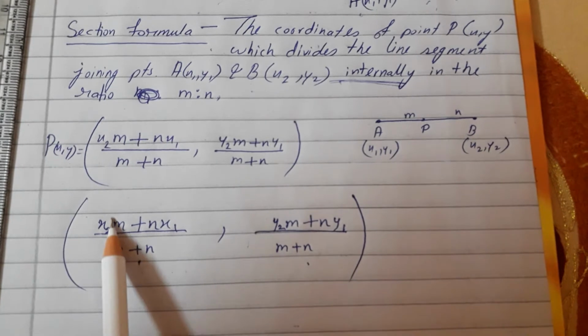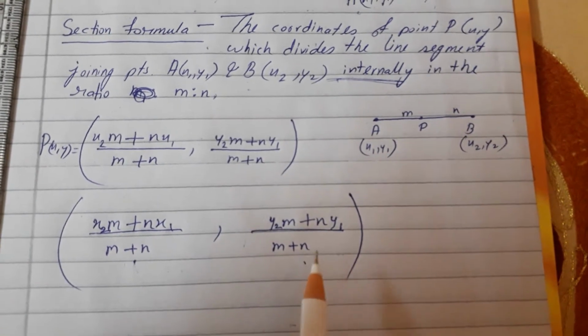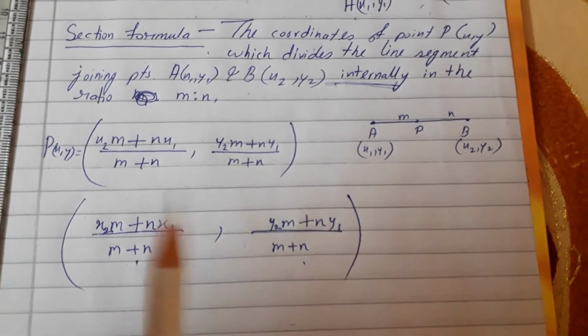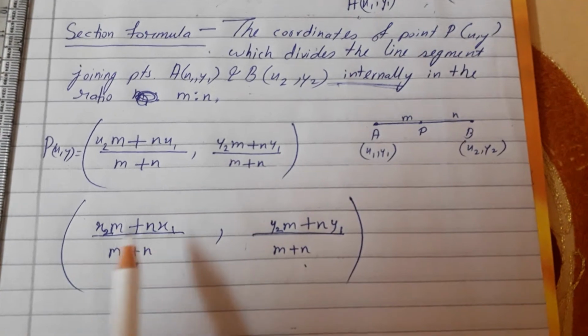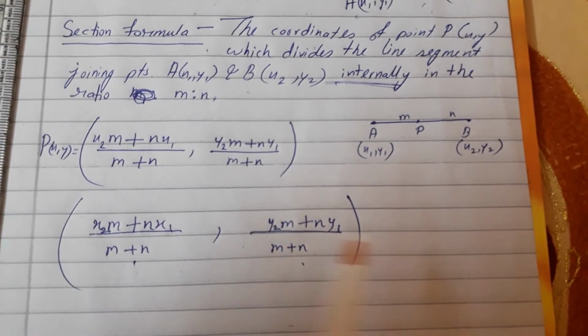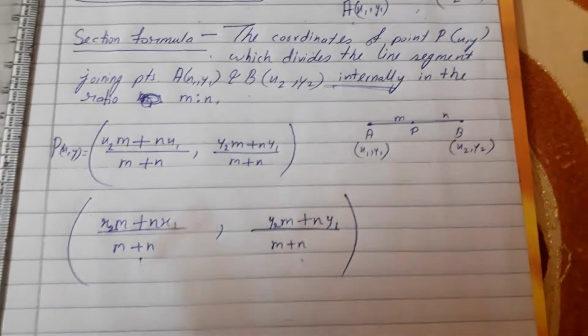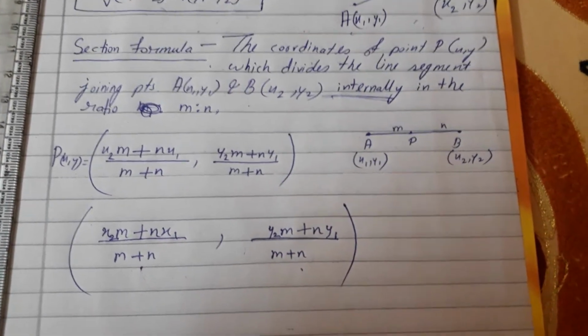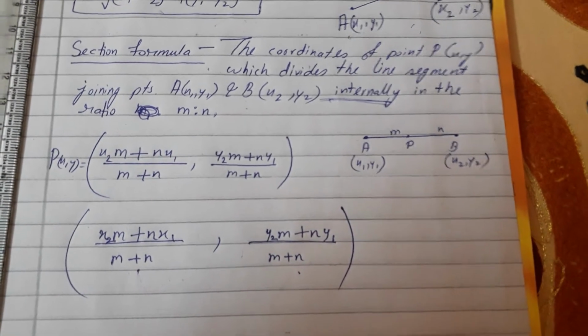In the numerator the sum of the ratios, in the denominator also the sum of the ratios. For the x coordinate also the same, m plus n, the sum of the ratios. Then for the x coordinate you multiply by x, m, x, n, then for the y coordinate you multiply by y, then 2 1 2 1. See, the formula came. Always follow this procedure, then there will be no mistakes.